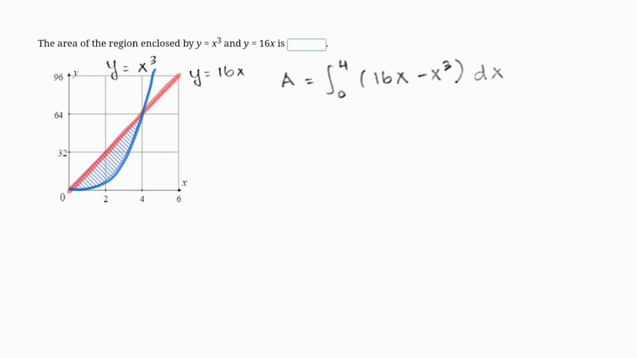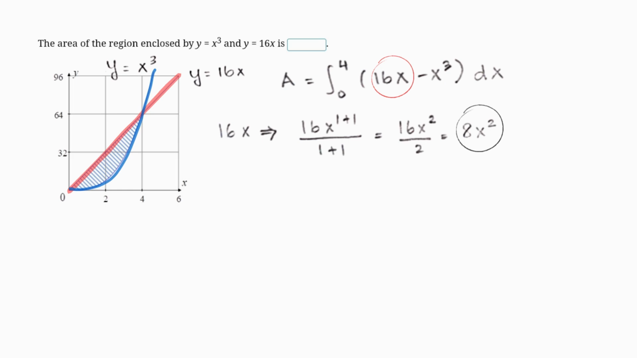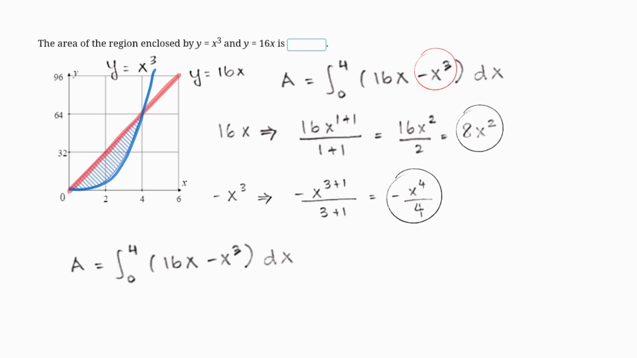Now for the calculus. We use the power rule to integrate our function, 16x minus x cubed. For the first term, 16x becomes 8x squared. For the second term, negative x cubed becomes negative x to the fourth power over 4. So, the integration of the function 16x minus x cubed dx equals 8x squared minus x to the fourth power over 4. Now we just need to evaluate this from 0 to 4.